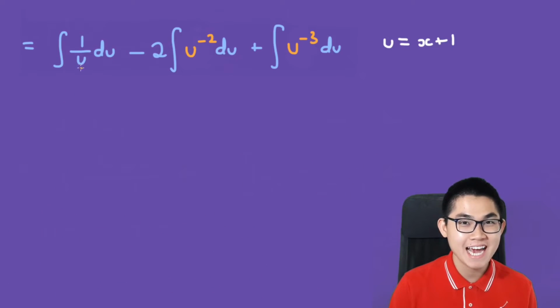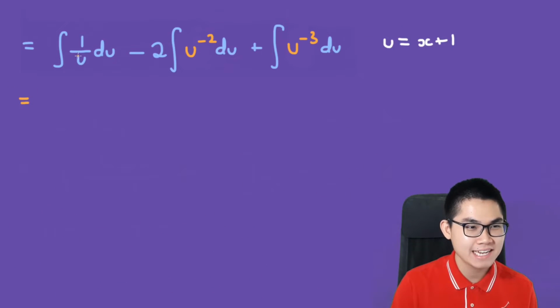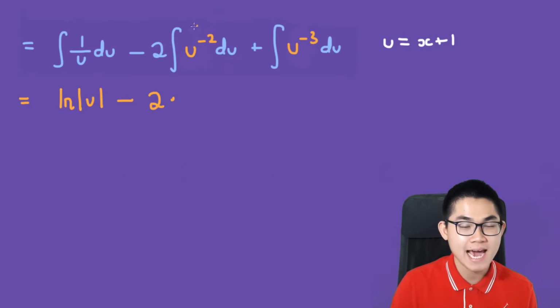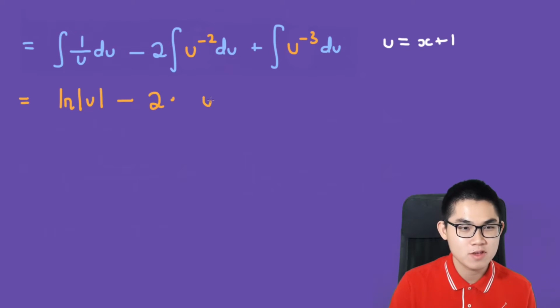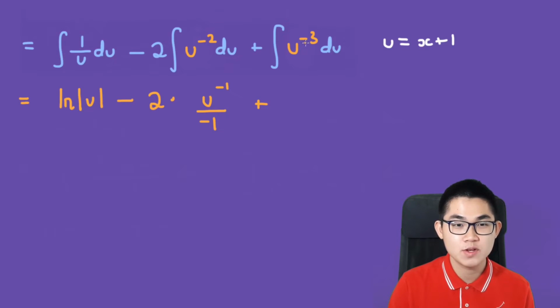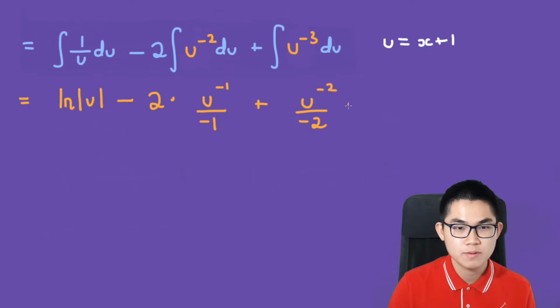It's time to find the antiderivative. So what is the antiderivative of 1 over u du? Well, it's going to be the ln of absolute value of u minus 2 times the antiderivative of u to the power of negative 2. Well, let's see. We have u to the power of negative 1 over negative 1 plus the antiderivative of u to the power of negative 3. That's going to be u to the power of negative 2 over negative 2 plus c.